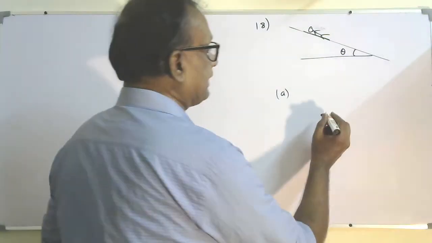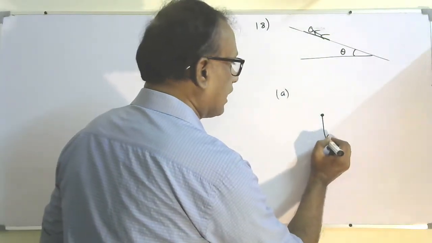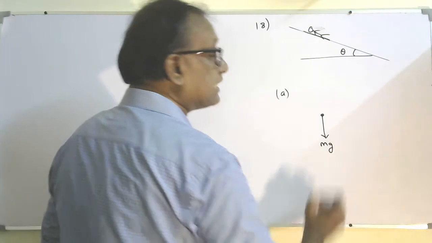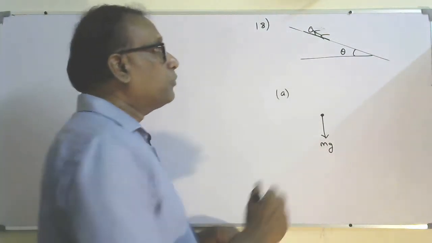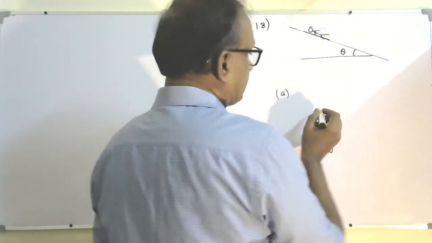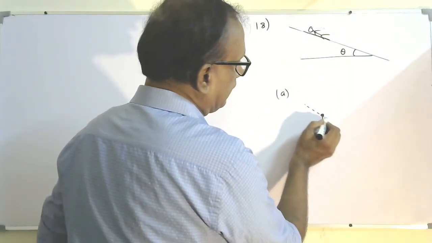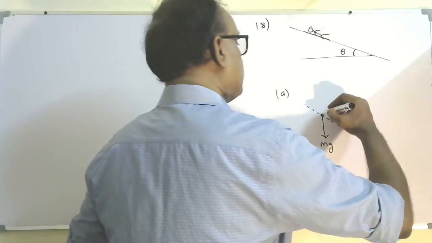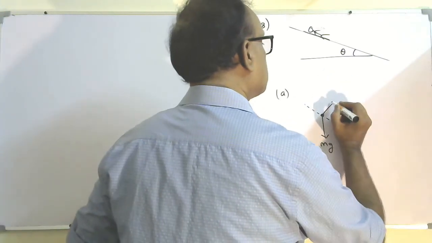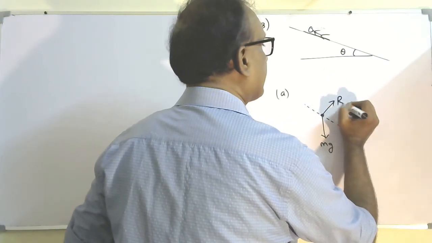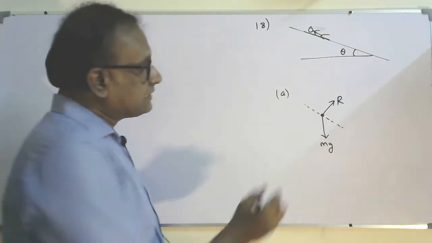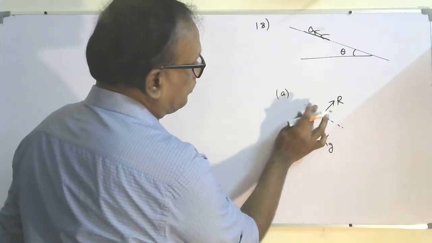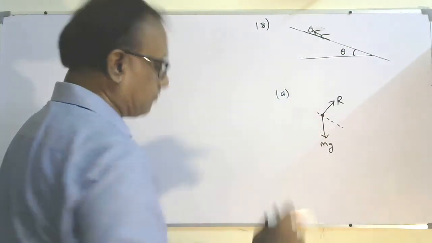So I can say the weight is acting vertically down, weight is larger. They asked to consider the length of the line to indicate the force, so weight is larger. The component is smaller. The normal reaction should be perpendicular to the slope, that is normal reaction. I can write it by words, R, right? And the friction will be along the slope upwards. Initially, the friction will be smaller.